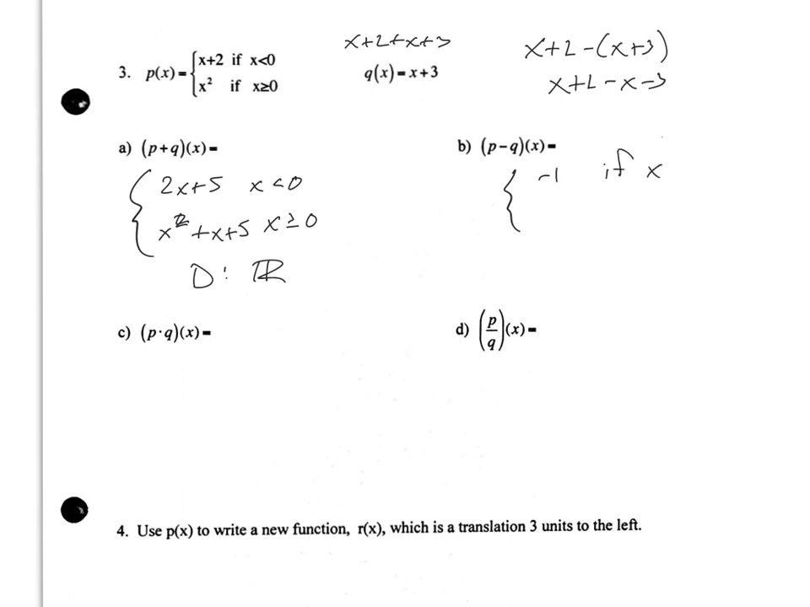If x, you can lose the "if" if you want to, is less than 0. And then when we subtract the others, we end up changing all the signs. x squared minus x doesn't combine, so we have x squared minus x minus 3 if x is greater than or equal to 0. And again, our domain is all reals.